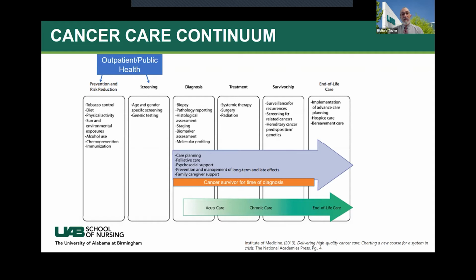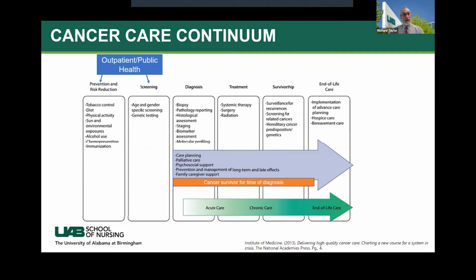And end of life, obviously, if you have hospice available, whether that be inpatient or outpatient, and then bereavement care for the caregivers after the patient has died. This blue arrow here is indicating what should occur across all of these phases, and beginning with care planning, involving the patient. Goals of care, their values will help or should guide this whole process.